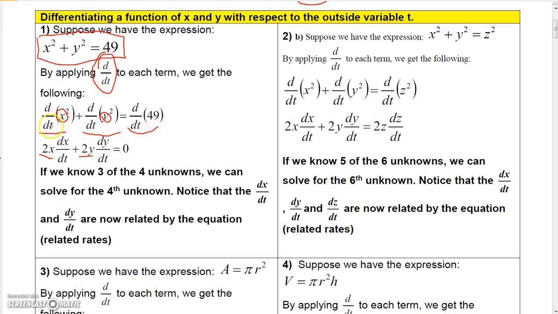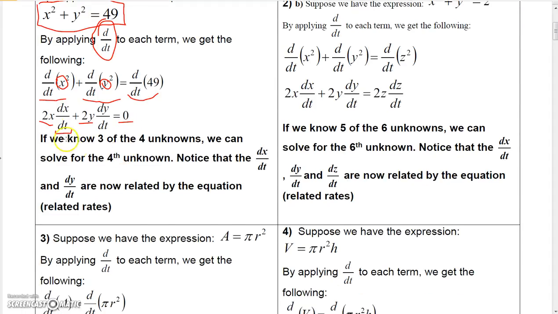Again, because we're differentiating with respect to a variable other than x or y here, we have to multiply by the derivative of the inside, and the derivative of the inside would just be the derivative of x with respect to t, and here the derivative of y with respect to t. And the derivative of 49, that one's easy, 0.